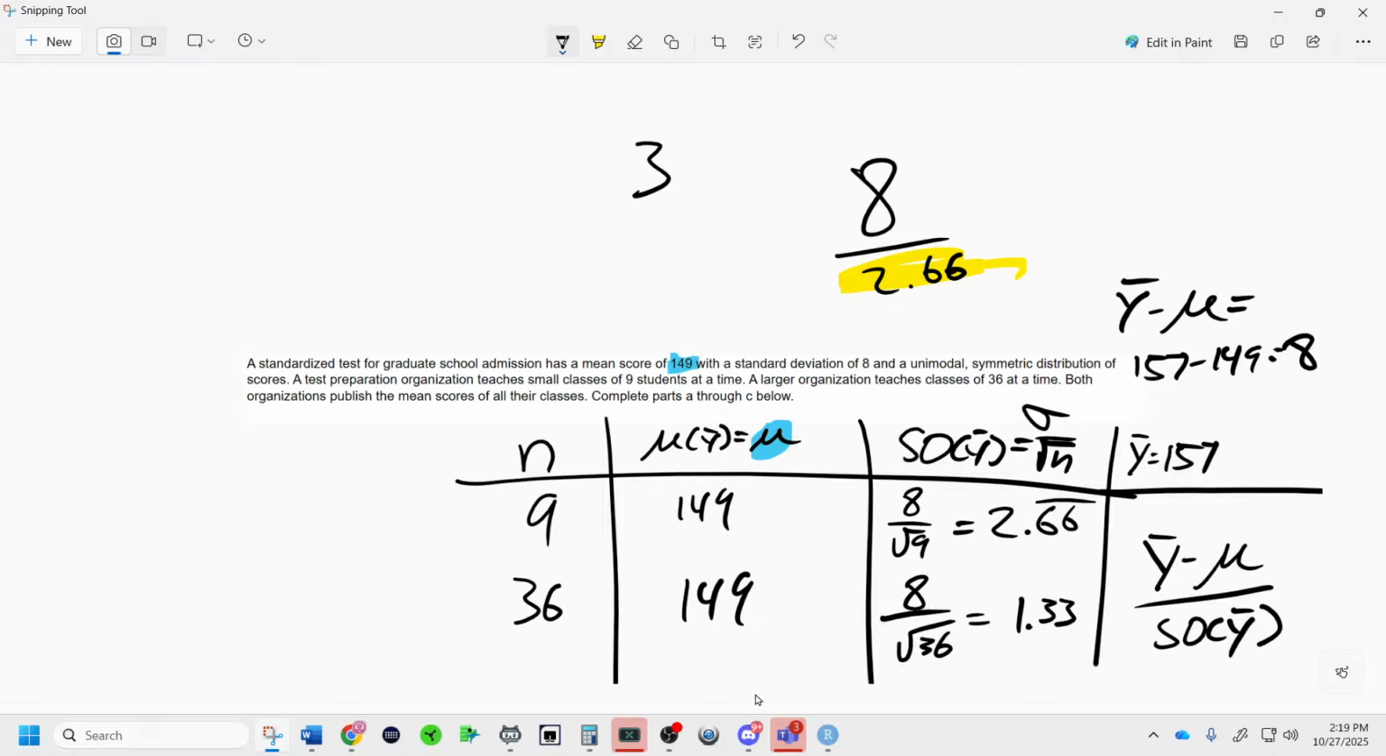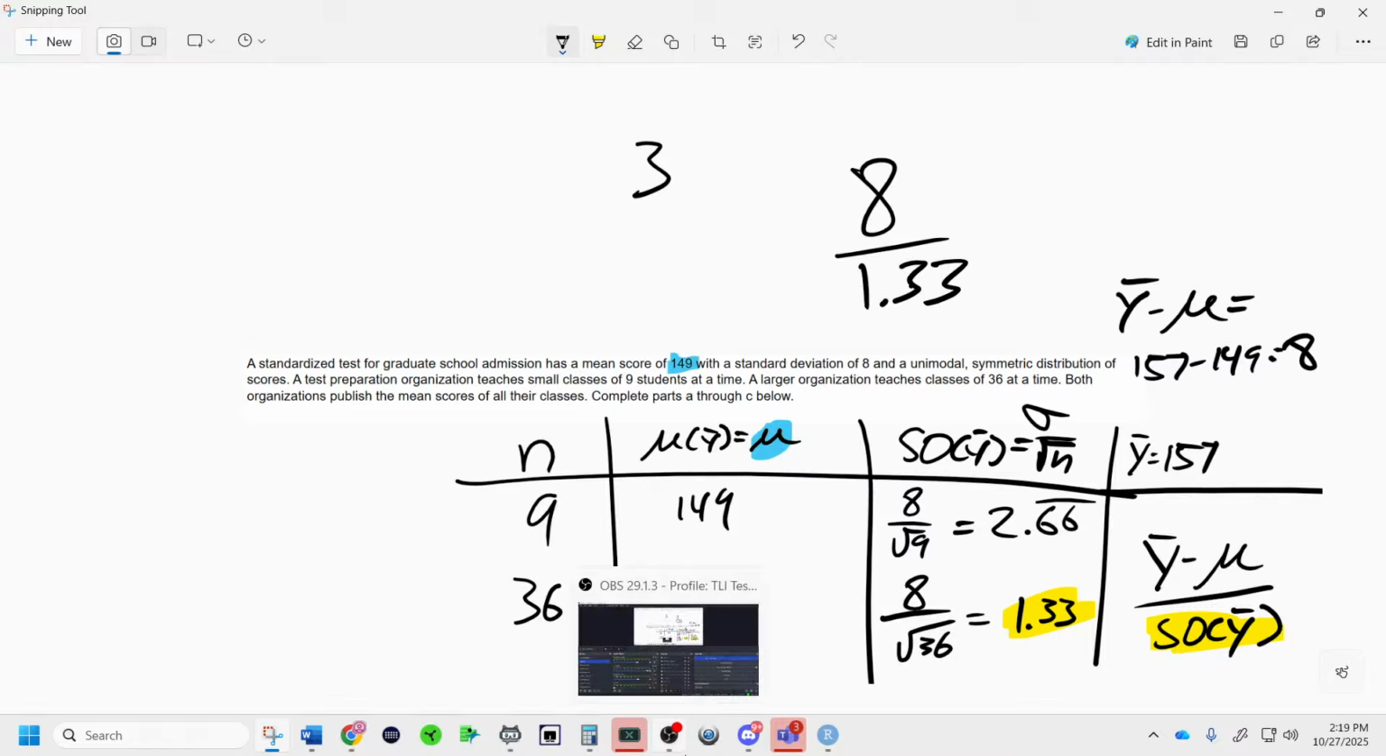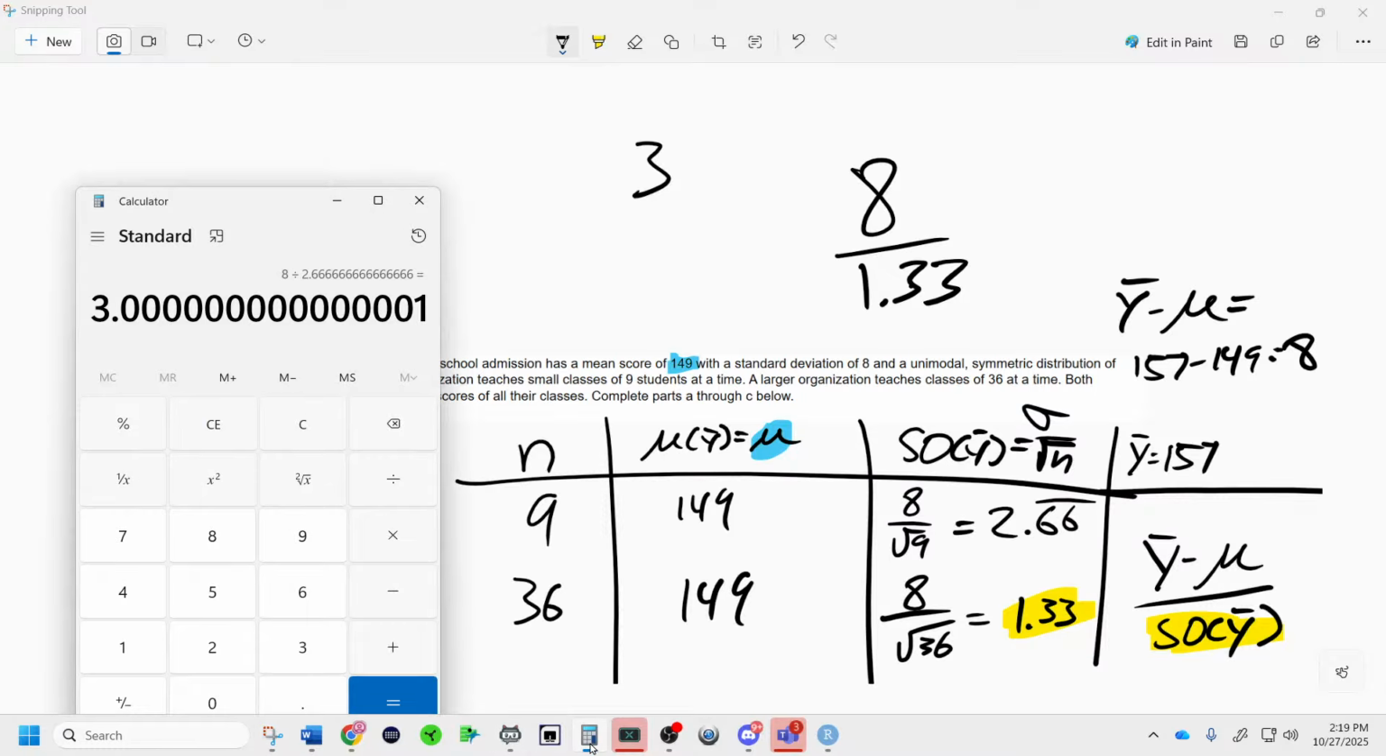And the larger organization, we just change the number on the bottom because we're dividing by a different standard deviation. So all we do is plug in that number there, and we divide by 1.33. And 8 divided by 1.33, that's going to be 6. There you go, 6.